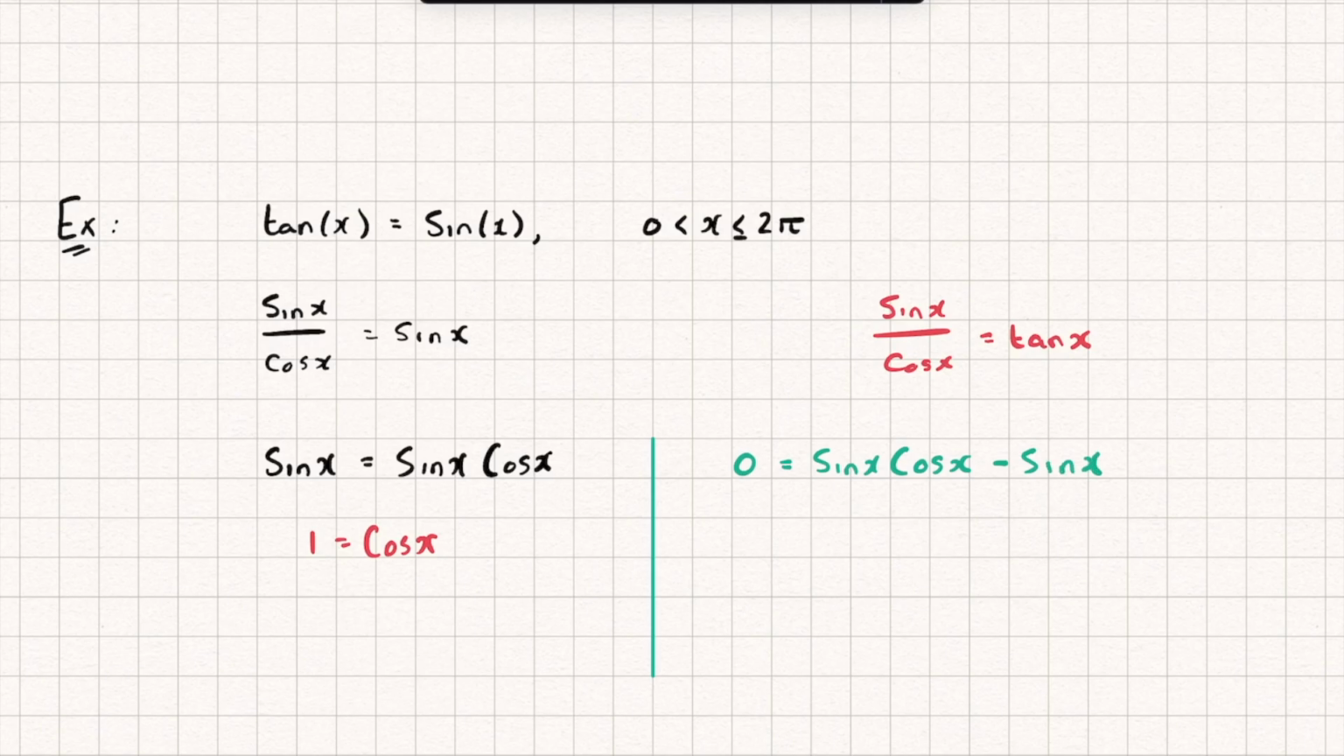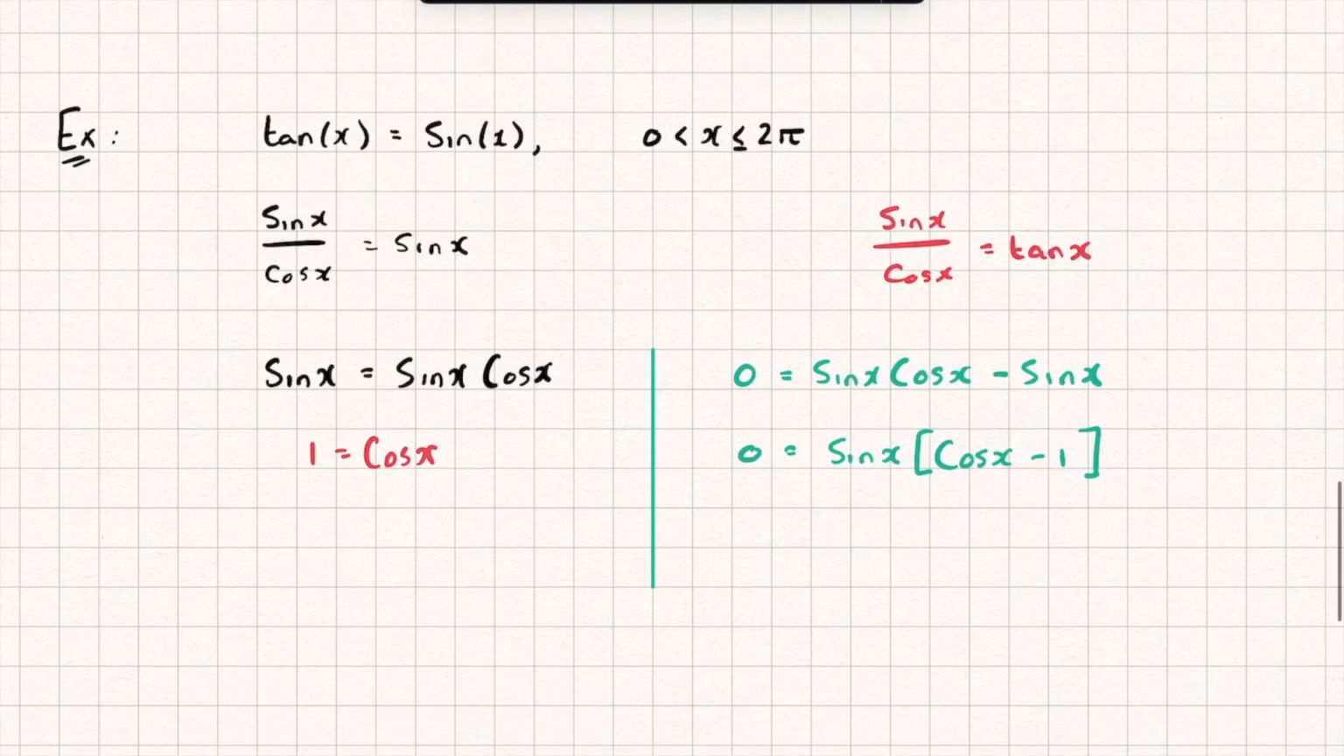From here, I'm then going to factorize the right-hand side, and I could pull out a factor of sine of x. And so I get sine of x multiplied by cosine of x minus 1. And now you can see I've got two things multiplied together to give 0. So either sine of x equals 0 or cosine of x minus 1 equals 0. So let's write down those two statements. So I've got sine of x equals 0 or cosine of x minus 1 equals 0.